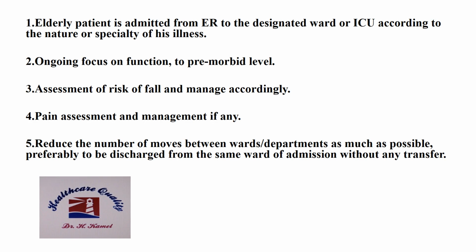Procedures. 1. Elderly patient is admitted from ER to the designated ward or ICU according to the nature or speciality of his illness. 2. Ongoing focus on function to pre-morbid level. 3. Assessment of risk of fall and manage accordingly. 4. Pain assessment and manage if any. 5. Reduce the number of moves between wards or departments as much as possible, preferably to be discharged from the same ward of admission without any transfer.